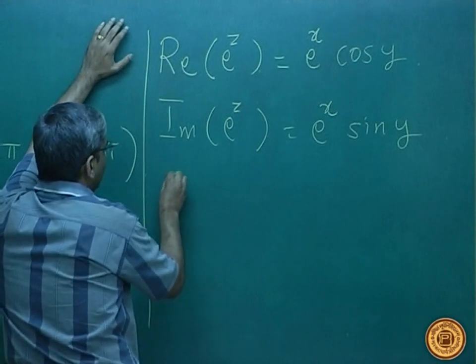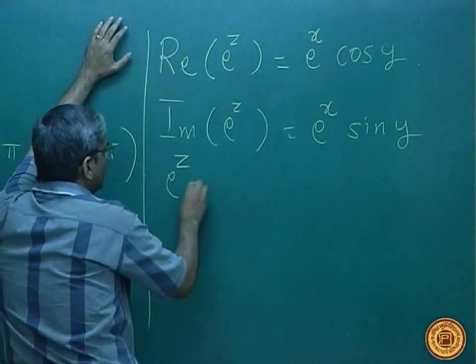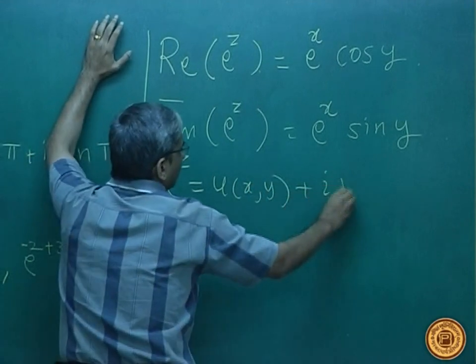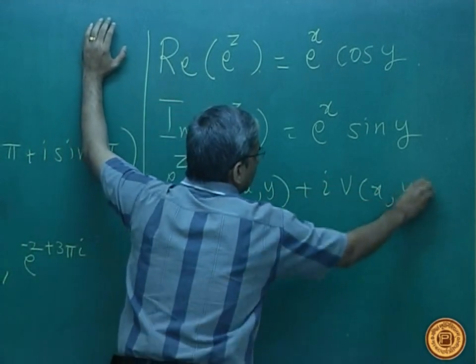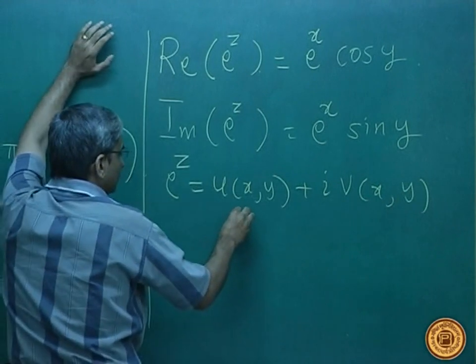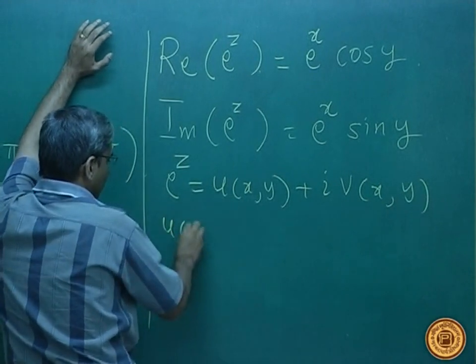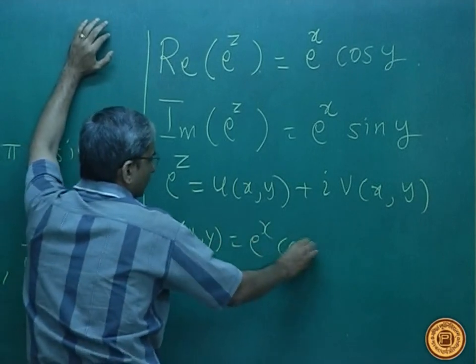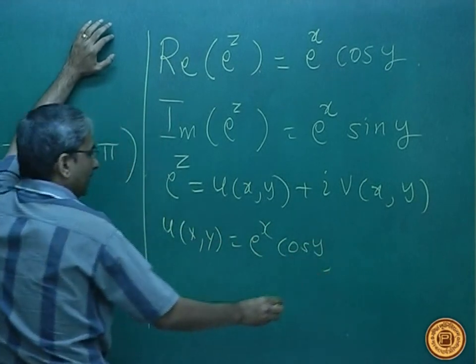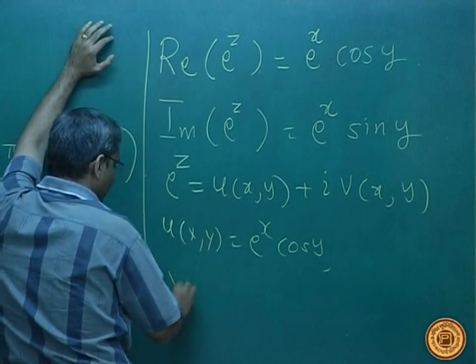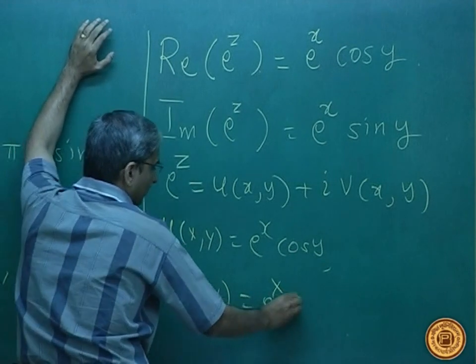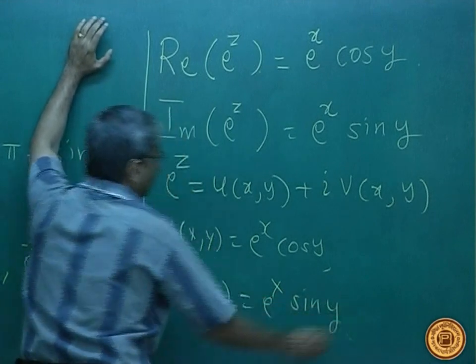So when we express e to the power z as u(x,y) plus i times v(x,y), u(x,y) is e to the power x cos y, and v(x,y) is e to the power x sin y.